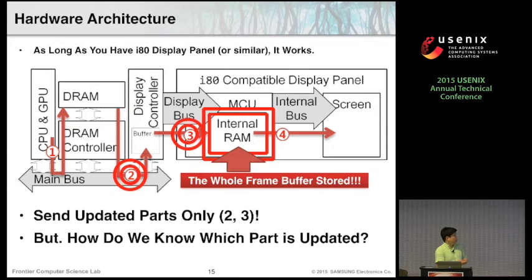So we wanted to save the bandwidth between the DRAM and the display panel, which is depicted by number 2 and 3. If we send only the updated parts from the main memory to the internal memory of the display panel, then we can save the bandwidth, and thus the energy, because we have the previous frame in this internal RAM. However, the problem is how can we know which part is updated and which part is not? If you try to do that by comparing with the previous frame, then the energy consumption is too high. So we cannot rely on that.